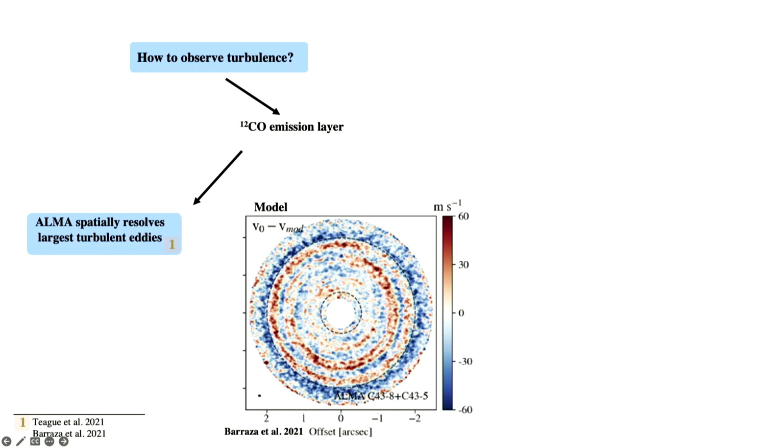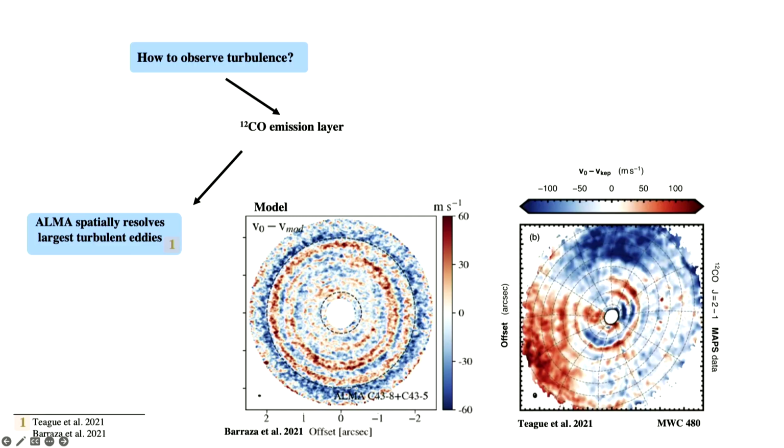What was very nice is that this can now be observed. This is by Richard Teague, a nice observation of MWC 480, and it's a similar method: looking at the centroid map, subtracting the best-fit Keplerian model at the surface, and then you are left with these perturbations. What I was very surprised by is that the scales look very, very similar. Okay, but we will learn much more today at 4:10, so beware.